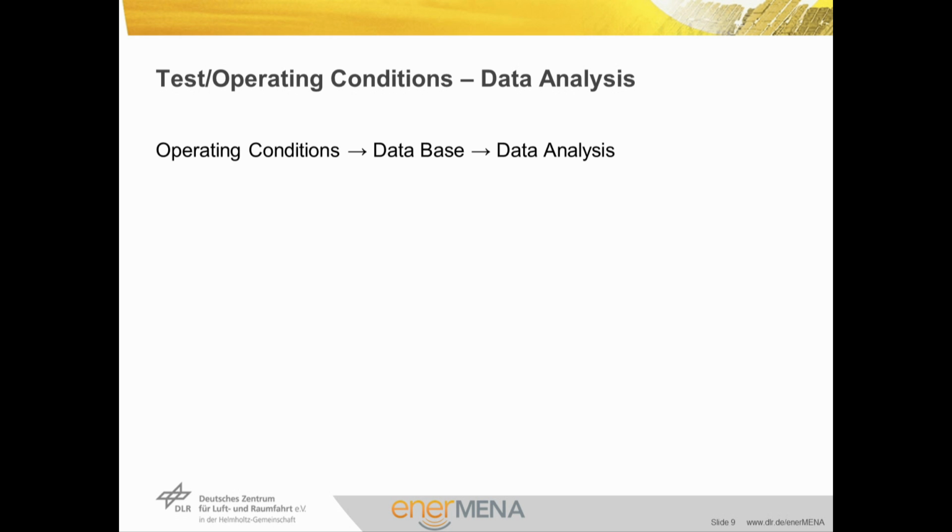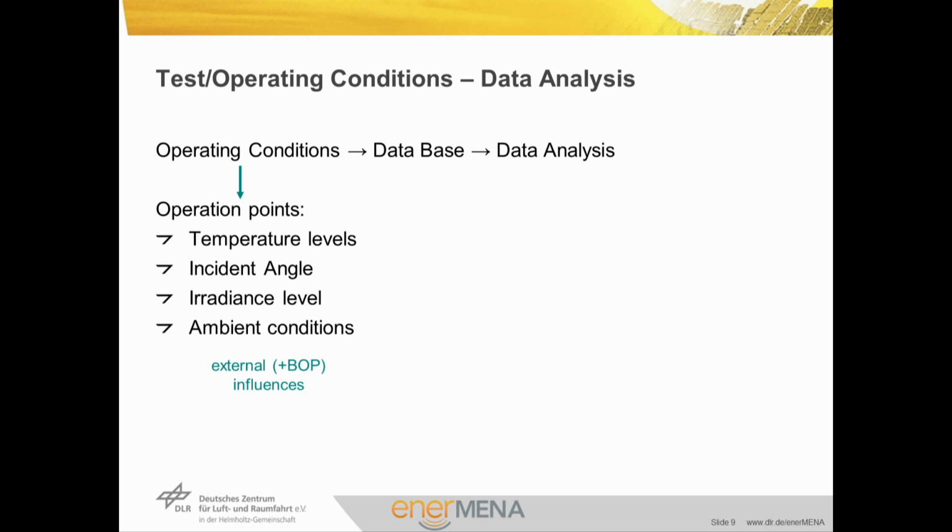The nature of this database in turn determines the methods required to analyze the data collected. Operation data collected may differ in terms of obtainable operational points. These are characterized in terms of temperature levels, incident angles, irradiation levels, and ambient conditions. The exact ranges of values covered depend on the external influences and the balance of plant.